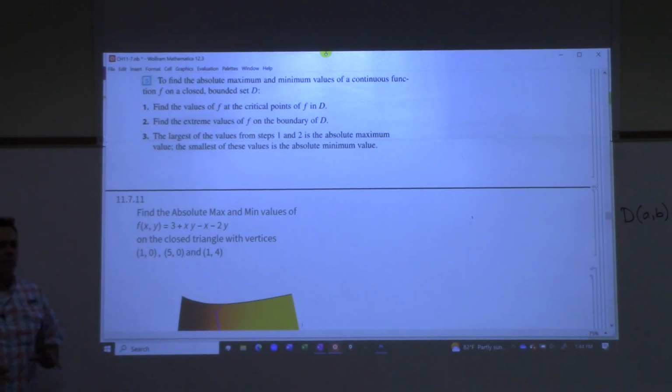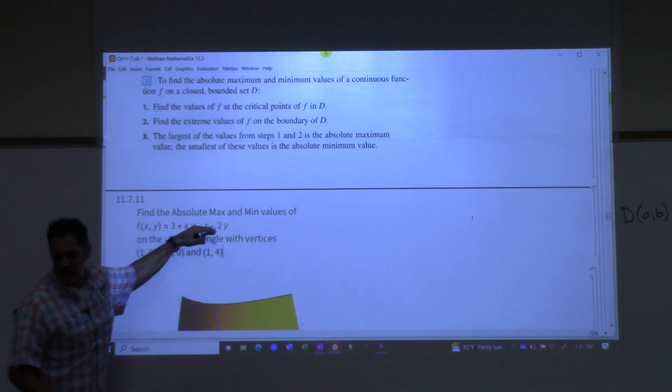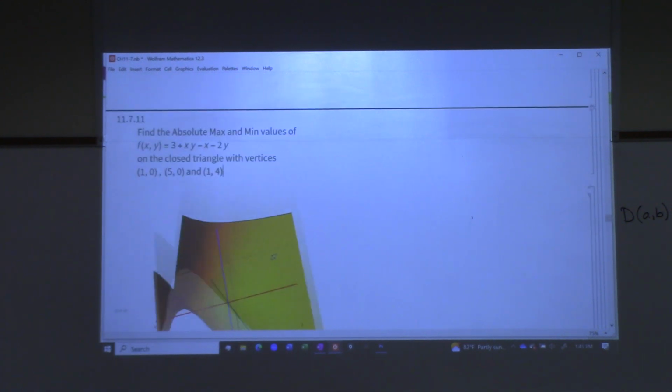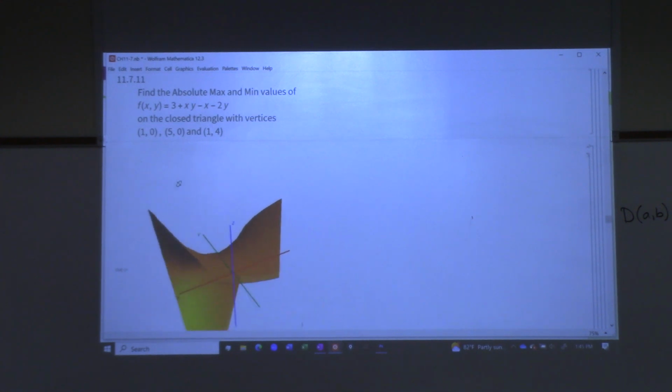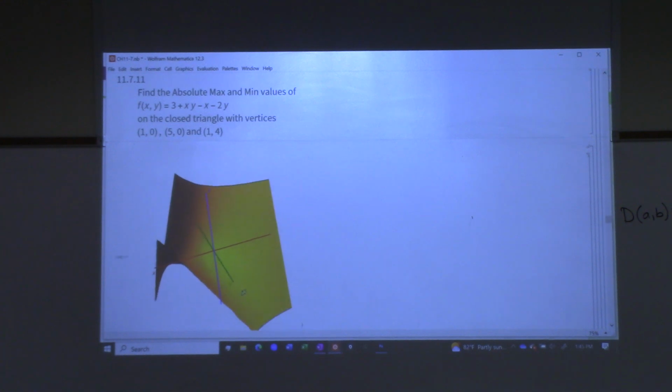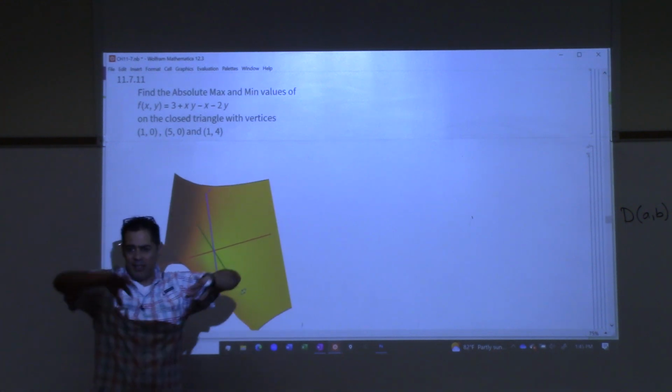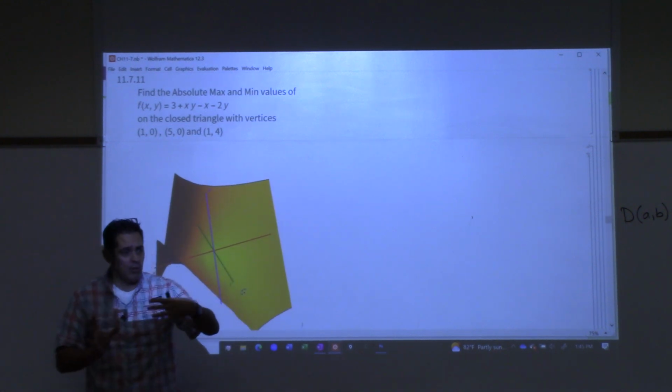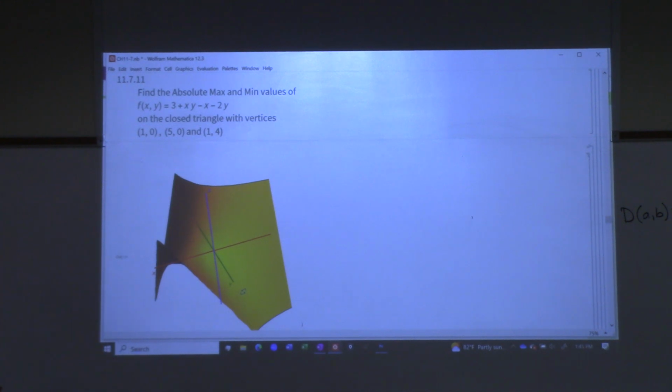So let me see if I can first figure out what the domain of this function is. Because this is a surface, right? Right here, this is a surface. Show it to you right here. That's the surface, okay? That's with no restrictions. That's what that surface looks like. But see, I don't want to look at this surface on the entire thing. I want to restrict it onto a closed bounded set. The closed bounded set we're talking about is the triangle with these vertices, all right?